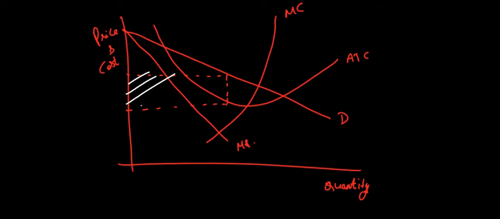This area is the profit in a monopolistic market. Here. This is the quantity for marginal revenue in which the profit starts.